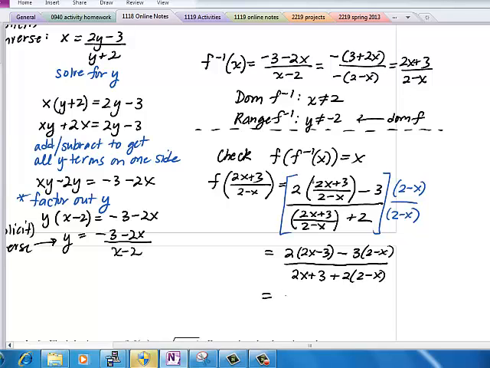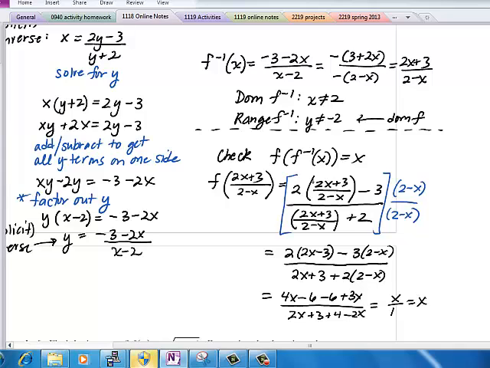So let's see what we get. We get 4x minus 6 plus 3x in the numerator if I expand and distribute. And in the denominator, I have 2x plus 3 plus 4 minus 2x. And that gives me x over 1, which is just x, which is what I wanted.